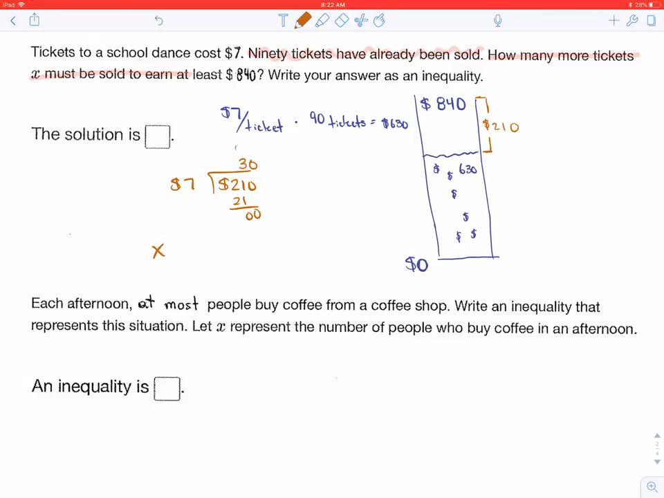So if X represents the number of tickets that we sell, and we need to sell at least 30 more tickets, that means we either want to sell 30, so equal to 30, or more than 30.